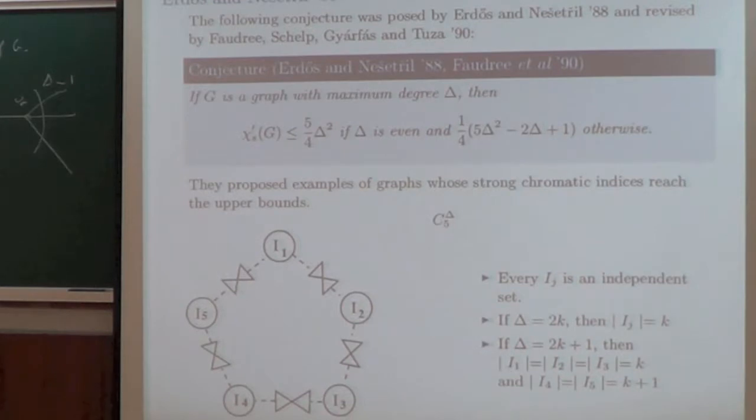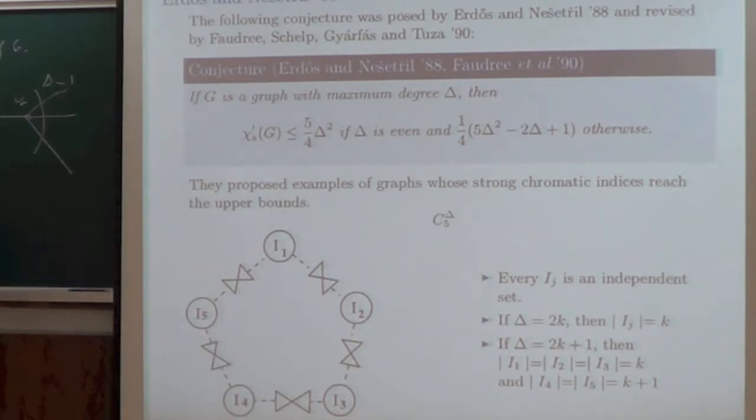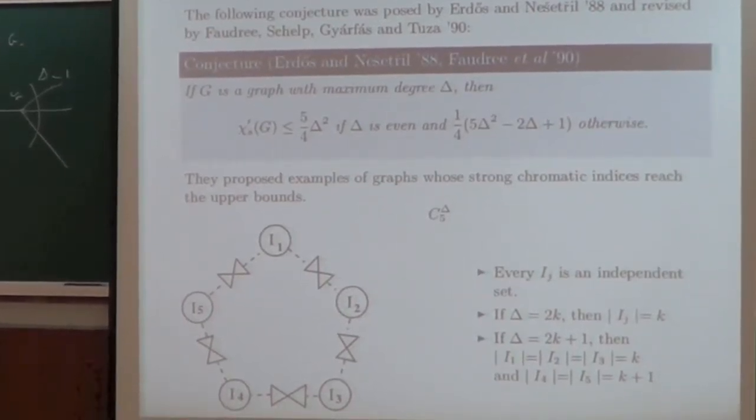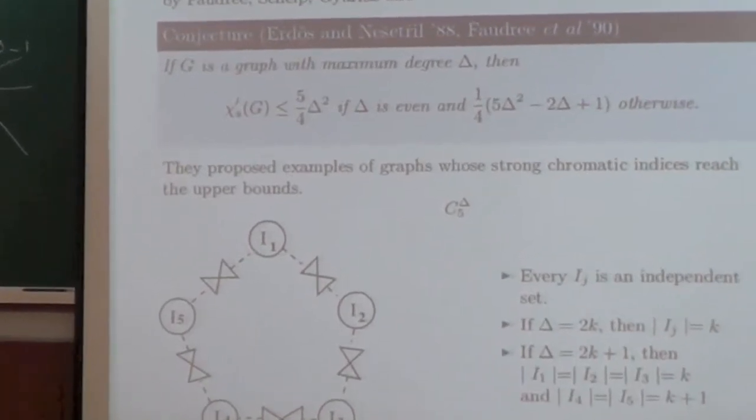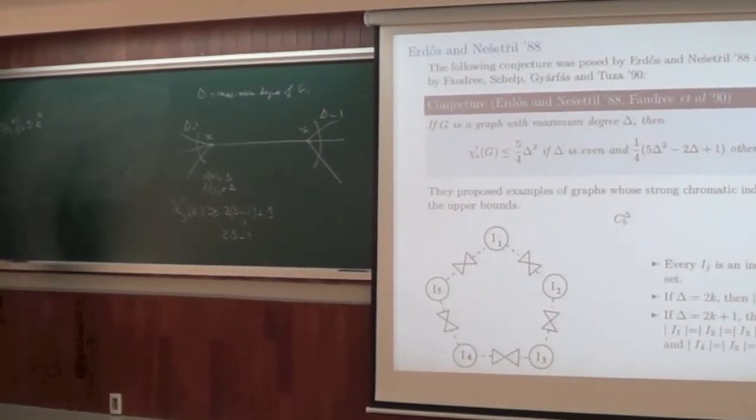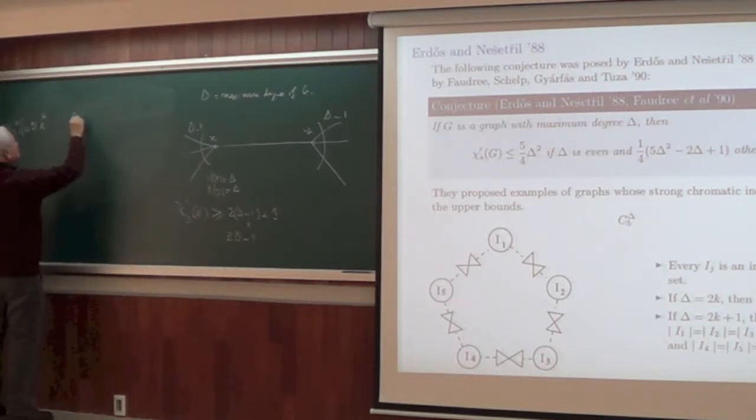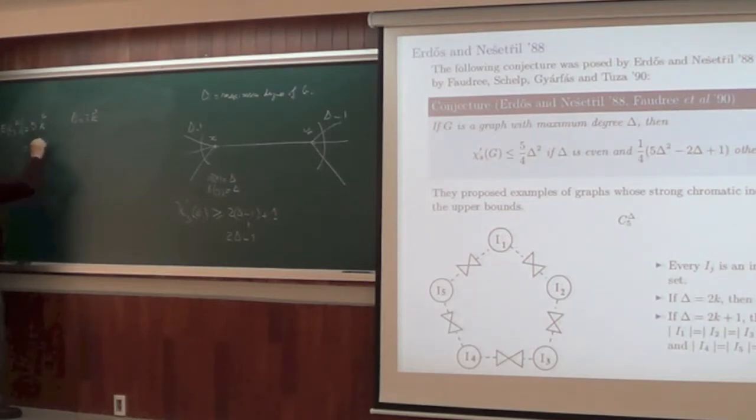I have in between here k square edges. So I have 5k square edges in total. That's the number of edges of the graph. I call it C5. And it is exactly the number of needed colors. Then what's this? So delta is going to 2k, so it is 5 delta square over 4. And this is about. Okay.